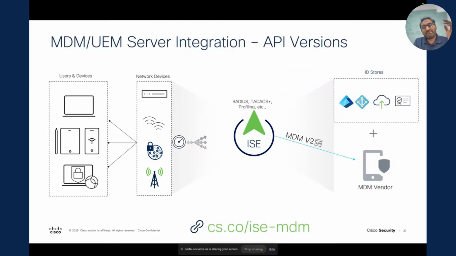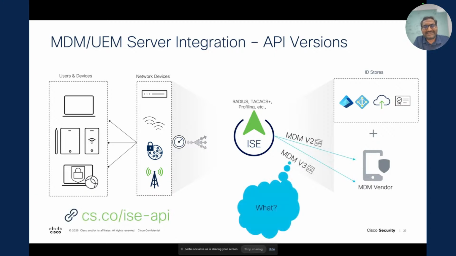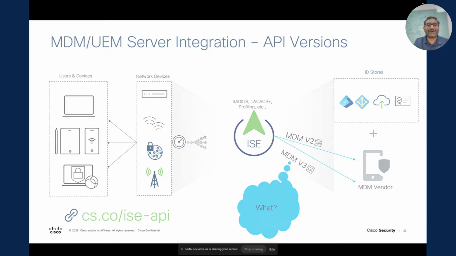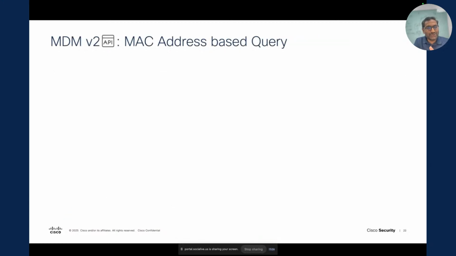But when you are integrating ICE with an MDM vendor, two API versions are possible. You can integrate via the MDM version 2 API or the MDM version 3 API. You might be wondering what exactly they are, MDM version 2 and MDM version 3. Let's look at it. So the MDM v2 API is purely based on the MAC address.